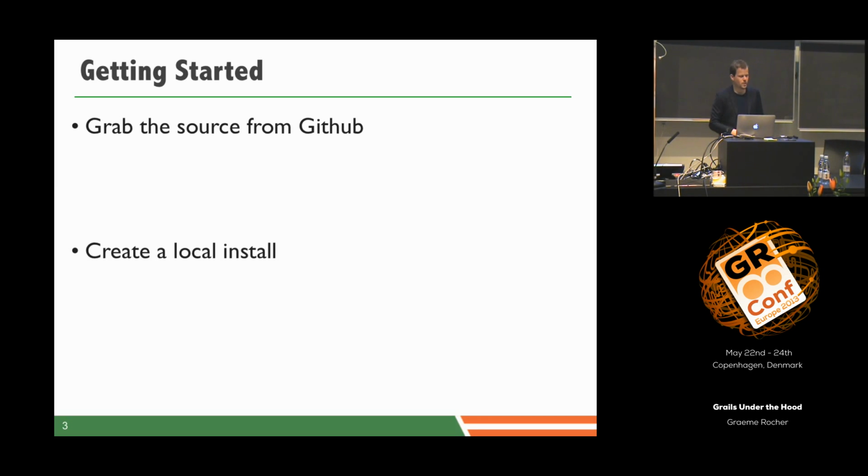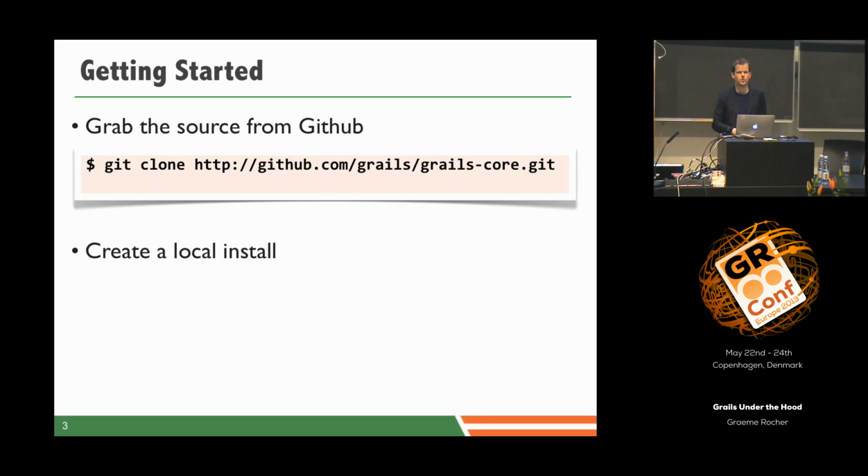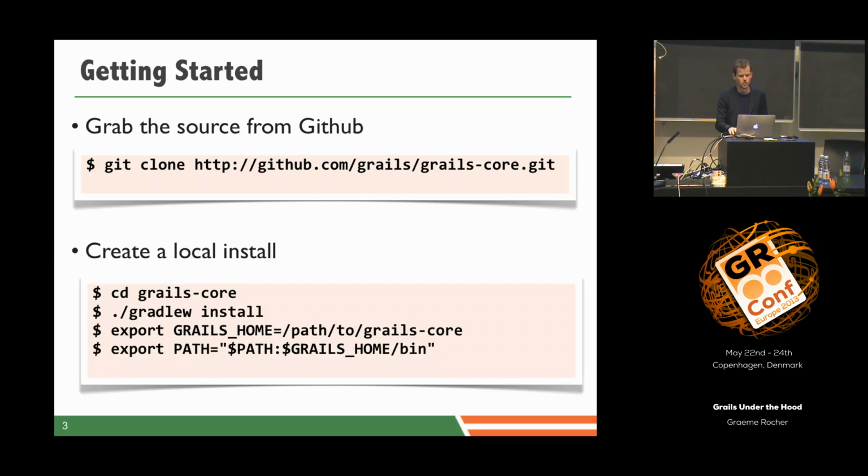So first of all, how to get started with the Grails source code. The Grails sources are hosted on GitHub, like pretty much every major open source project nowadays. So all you have to do is go ahead and clone the repository into your local, wherever you keep your source code, and then create a local install.